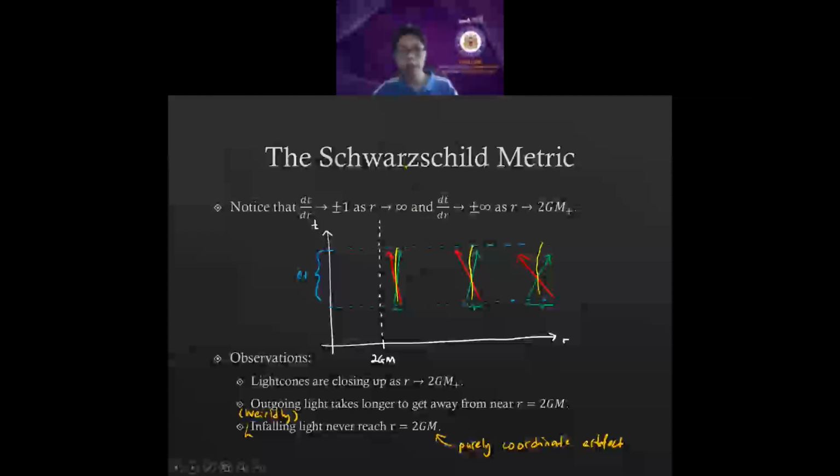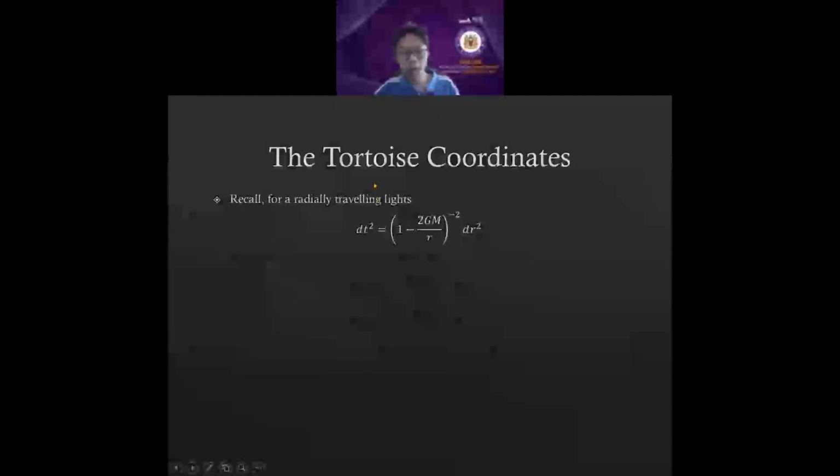So what we want to find next is another coordinate system where we'll see that infalling light can indeed cross this surface. So we start by first finding a coordinate system where the light cones are at 45 degrees, right? So recall that for radially traveling light, it satisfies this equation.